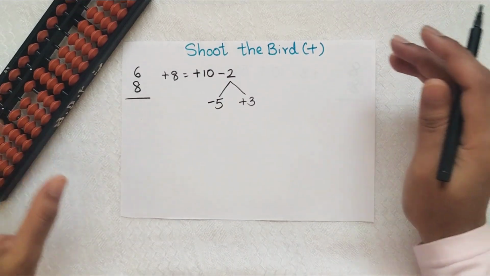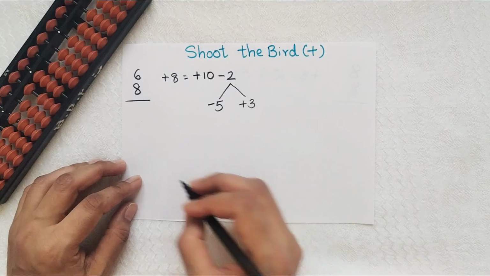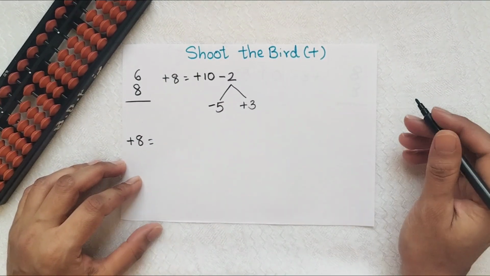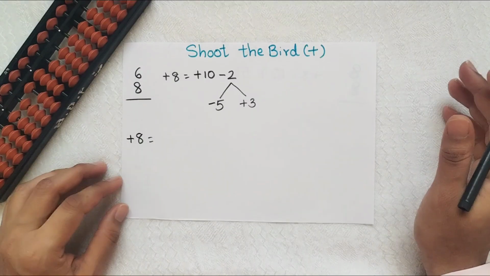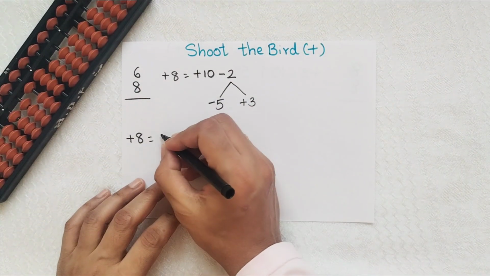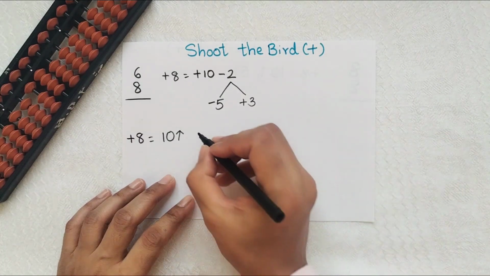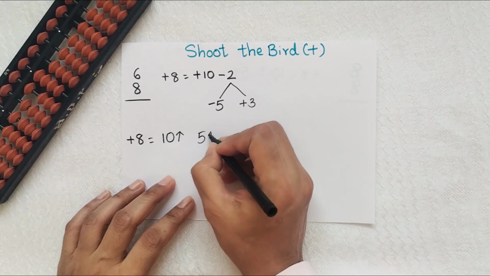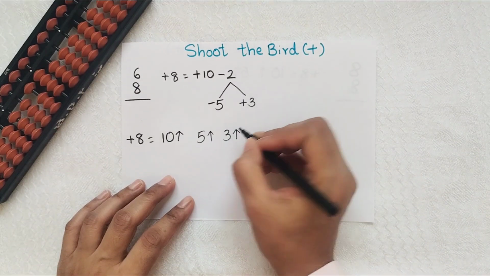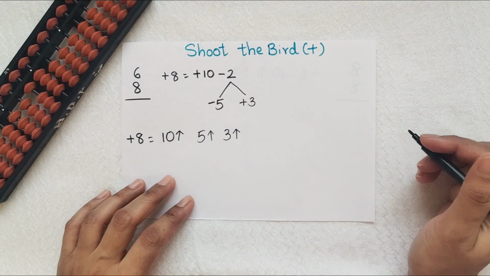Now, shoot the bird. What is the formula for shoot the bird? If I want to plus 8, I don't have to remember any friends. So for plus 8 in shoot the bird, how do we do it? We say 10 up, then 5 up and 3 up. I'll explain what this arrow up means.